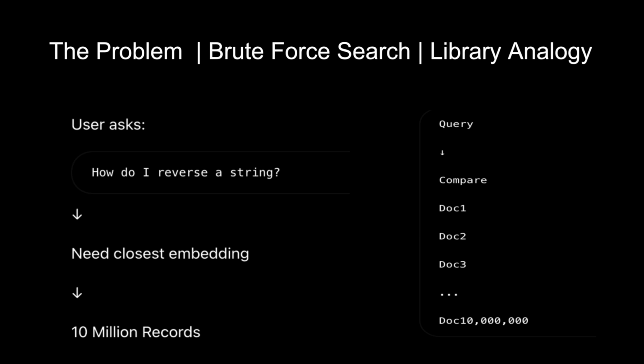Imagine entering a library with 10 million books. You ask for a book about Java. If the librarian checks every book one by one, you will wait forever. So we need a smarter way.